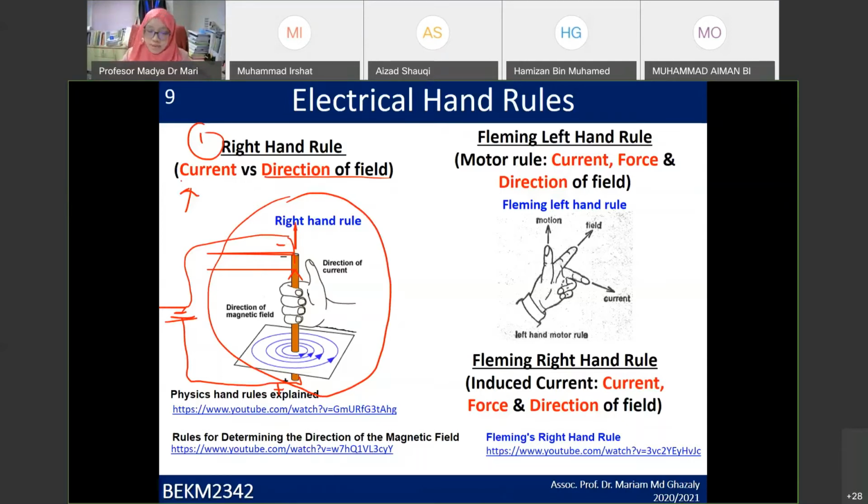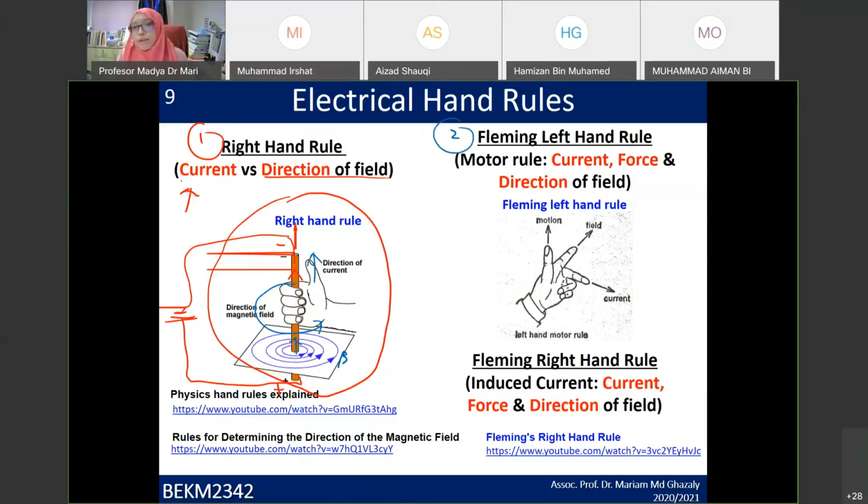So if you see over here, you have the fingers going anti-clockwise. What you see over here is the B, which is the direction of the magnetic field. The blue line is in the direction of the magnetic field, and you have the current moving upward. That is how you determine the direction of the magnetic field. This one is the right hand rule. Let's go to the second one.